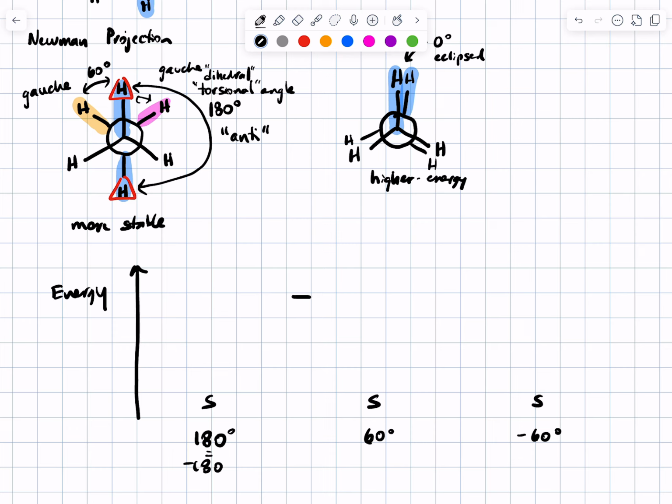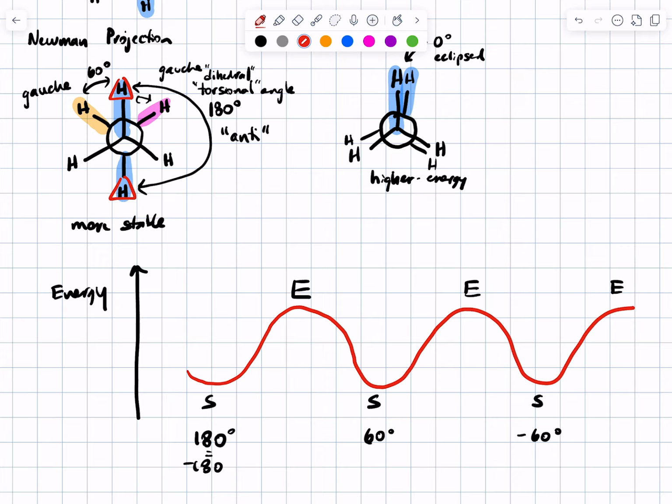So in between each of those is an eclipsed conformation. And you can imagine traversing this energy landscape from valley to hill, down to valley to hill, down to valley to hill, as you rotate those two triangled hydrogens relative to each other. The difference in energy between the valleys and the hills is about 3 kilocalories per mole, and at room temperature there is plenty of kinetic energy to freely traverse that energy landscape.